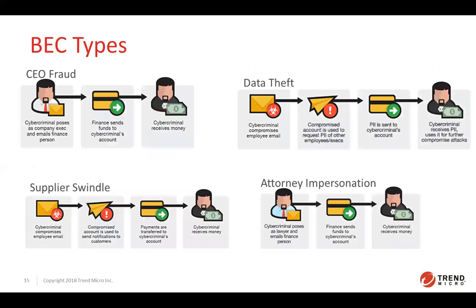If you look at the different types of business email compromise, the first and foremost, the biggest one is the CEO fraud. This is where the cyber criminal is going to pose as a company executive, typically the CEO, and send an email to somebody in finance and ask them to wire transfer funds from their account to the cyber criminal account. And even though it sounds simple, it is, but it's working.